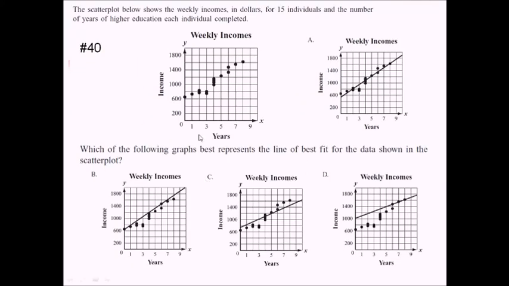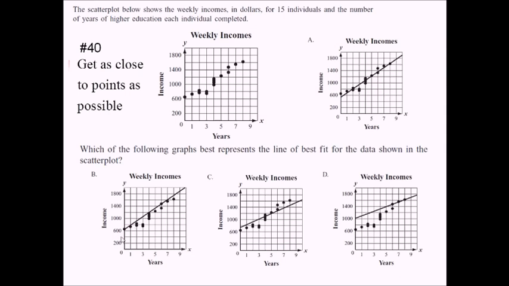For number 40, we have a scatter plot right here showing weekly incomes in dollars for 15 individuals and years of higher education each individual completed. All right, so we basically want to figure out which of the following is the best line of best fit for this scatter plot here. Now, the key with line of best fit is that you're trying to get as close as possible to all the points. So you don't want to leave any points kind of hanging out there. So let's see if there's some that we can quickly eliminate. Choice A actually looks like a pretty good fit so far. Let's see if there's something better out there.